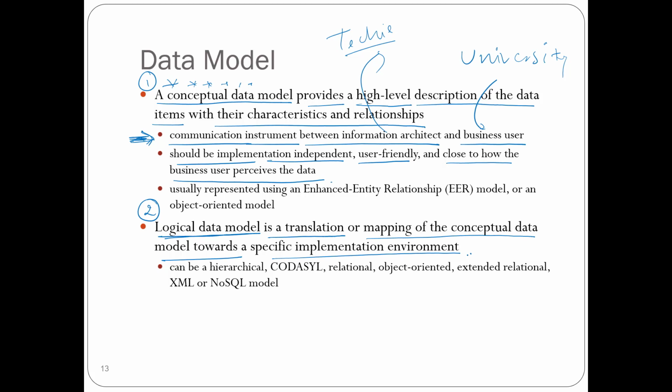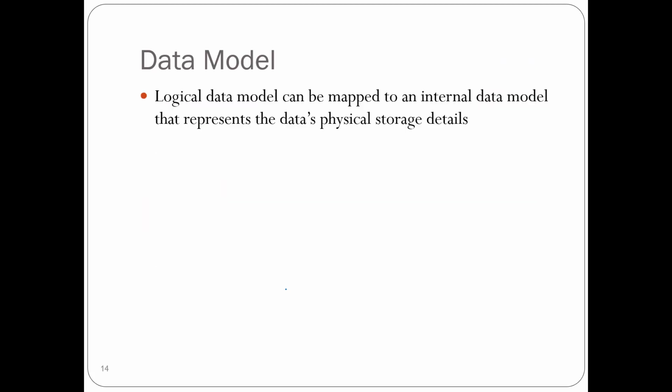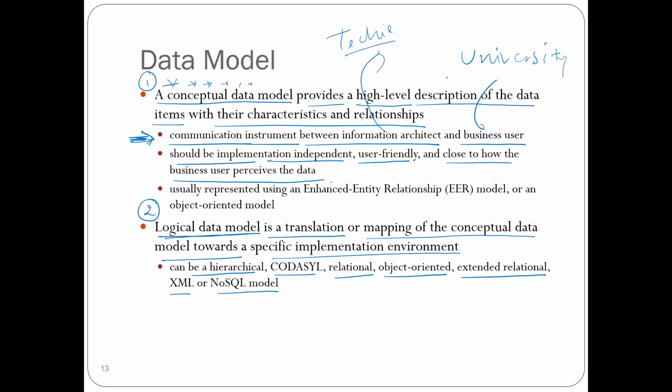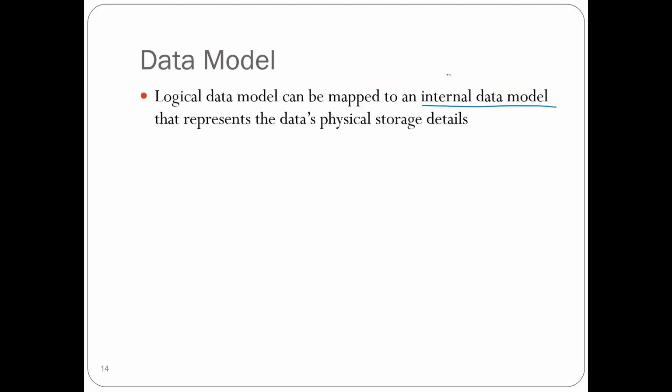So let's look at the example of some logical data models. The logical data model could be a hierarchical model, could be a network one, could be a relational one, could be object oriented, extended relational, XML, or NoSQL. Fine, right? So we did look at logical data model. Let's see what we have here. Now, logical data model can be mapped to an internal data model, right? This is probably the third one, right? The third one is now the internal data model.